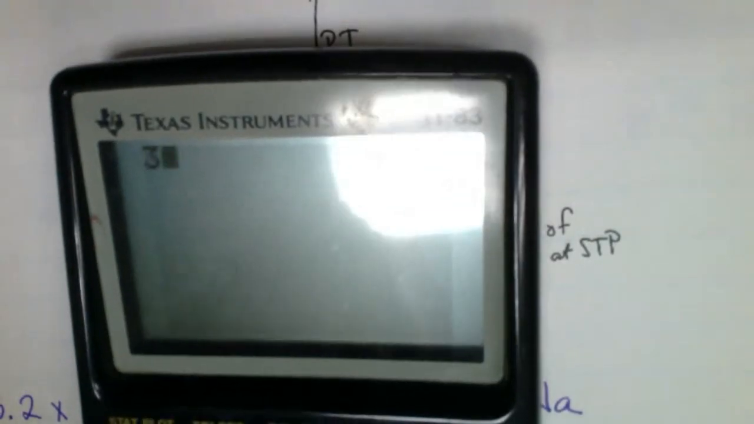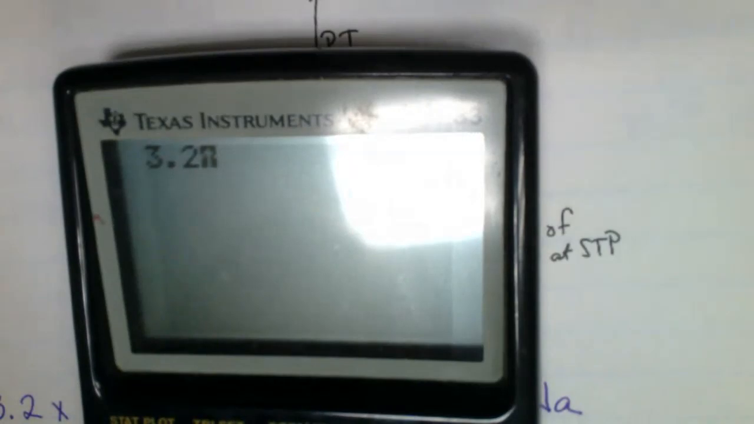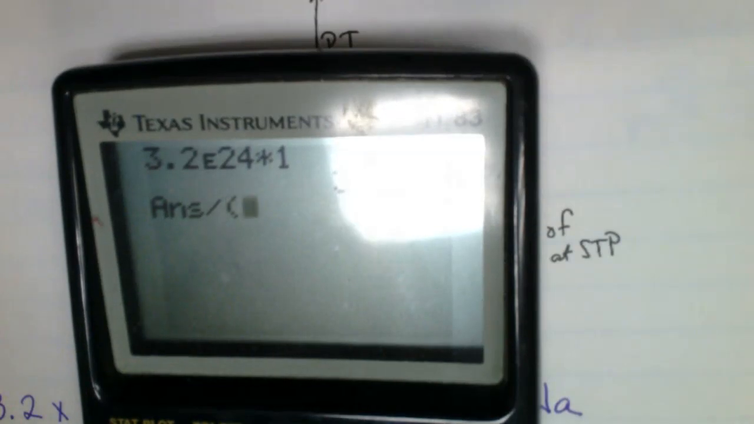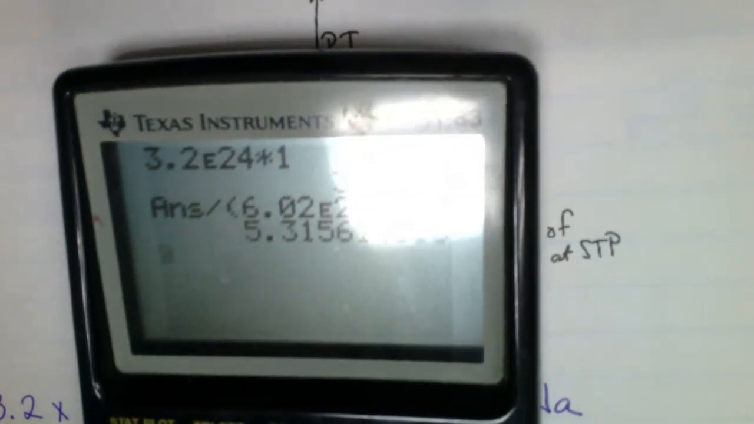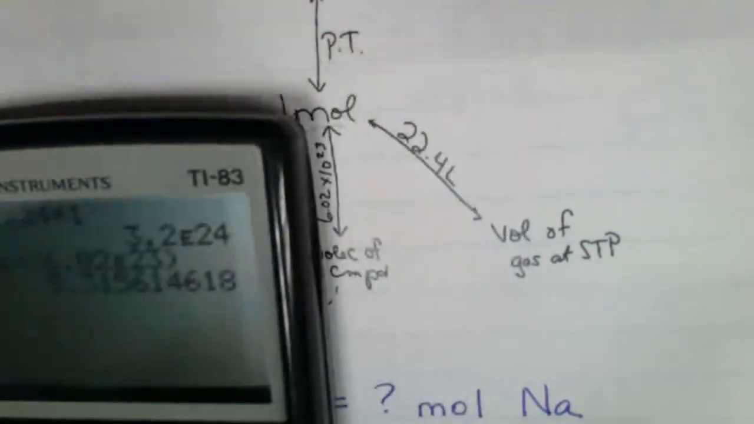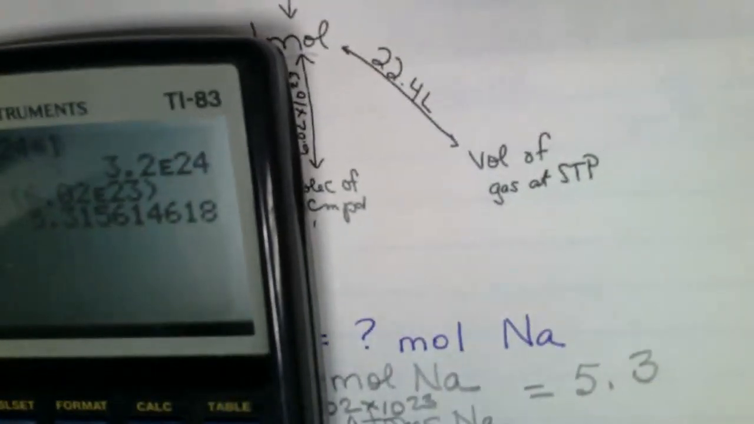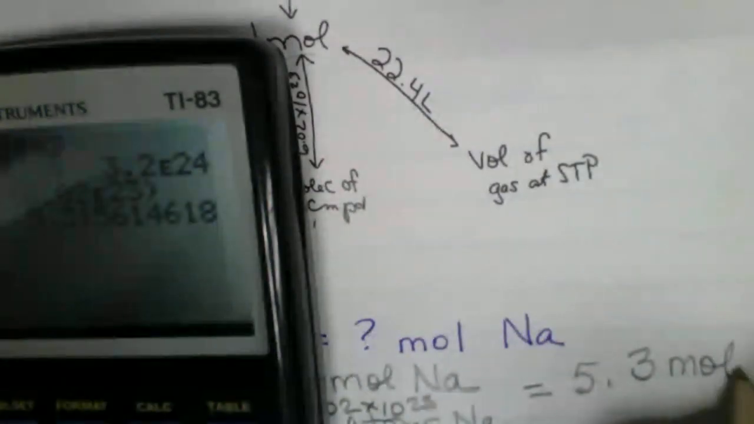Okay, so we're going to go 3.2, second E, or second comma, which is our E, 24, times 1, because we've got to multiply across the top. Then I hit enter. Then I'm going to divide this, parenthesis, 6.02, second E, 23. And I get 5.3156, blah, blah, blah. Sig figs tell me I just need 2. So my answer here should be 5.3 moles.